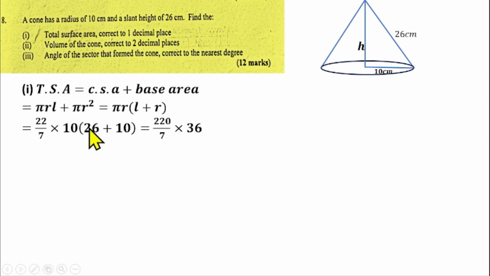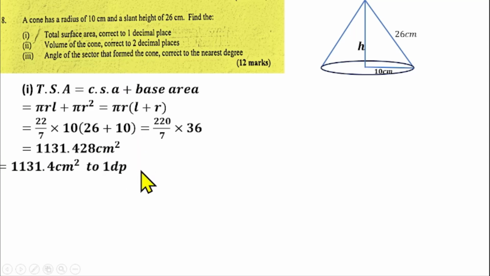Our pi is 22 over 7 multiplied by the radius, which is 10, into the L, which is the slant height, 26, plus the radius, which is 10. Simplify that further. 10 times 22 gives us 220 over 7. Then 26 plus 10 gives us 36. Multiply by 36. If you simplify this with a calculator, we have 1131.428 centimeter square. We have to take it to one decimal place. That should give us 1131.4 centimeter square to one decimal place.